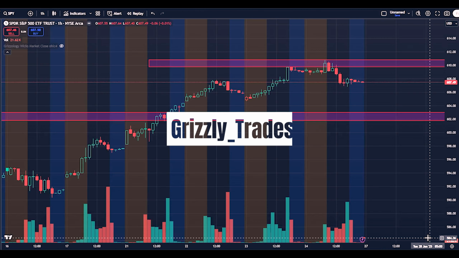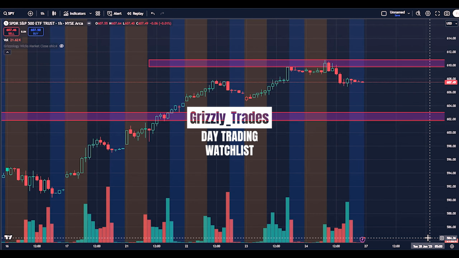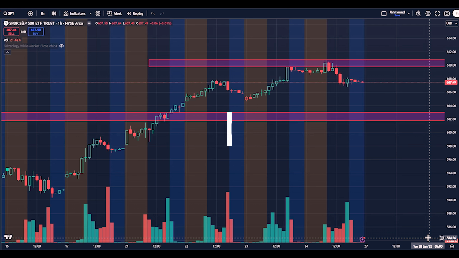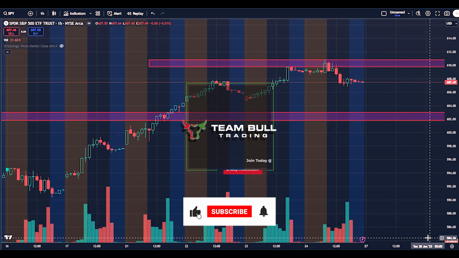How's it going, everyone? It's time once again for a weekly watch list. This is the exact zones and levels I'm watching for the upcoming week and how I'm going to trade them. So let's just get right into this.